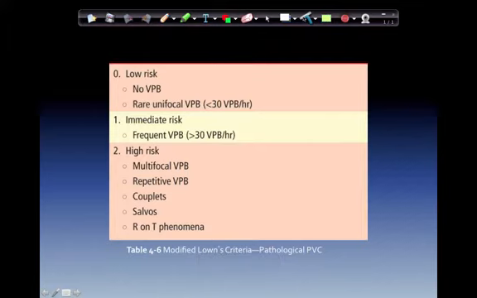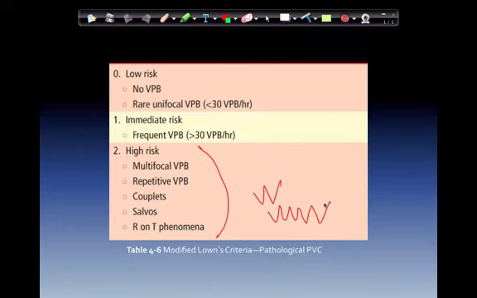Low risk, so they have no PVCs or they rarely occur. This would be less than 30 of them an hour. Immediate risk would be frequent PVCs, greater than 30 per hour. And a high risk, and this is the area probably where we need to look at treatment, they're coming multifocal. They're coming from different sites, so all the PVCs look a little different. They're repetitive. They come in couplets, which means they come in twos at least. And they come in salvos. A salvo can be up to a run of VTAC. So you could have multiple.